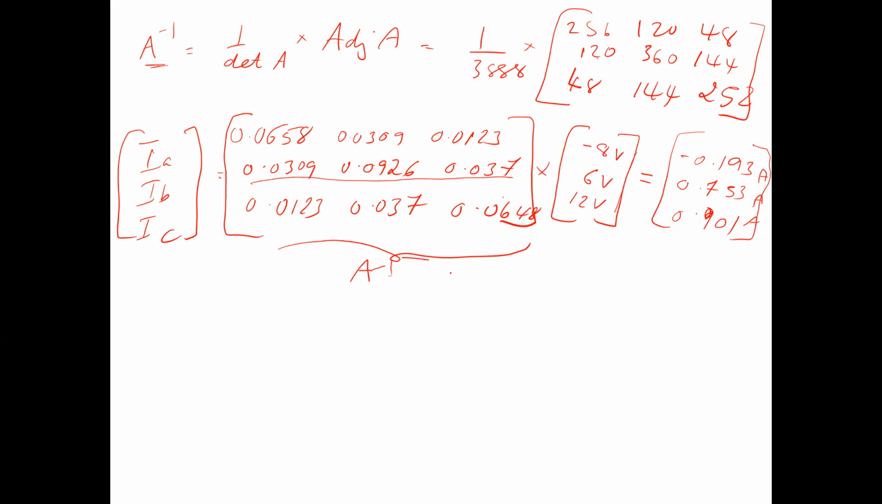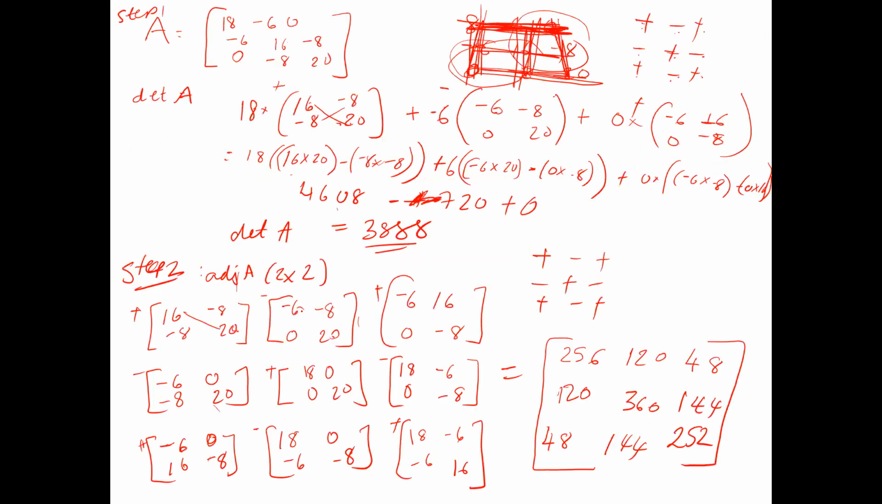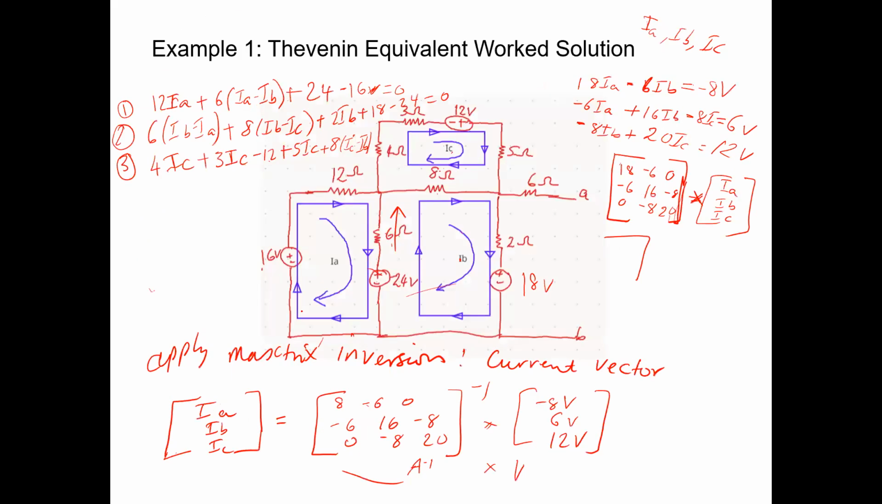Okay, now we found the current IA, IB, IC. That is the mesh current. Easy, but time consuming, isn't it? So now our question is, what is Thevenin? Well, if we look now, we managed to find the current IA, IB, and IC.